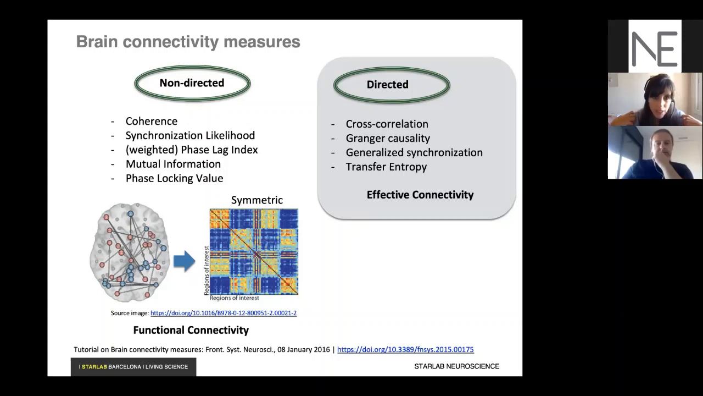Another difference that is a consequence of the directedness of the two different connectivity categories is that in the functional connectivity, we have a symmetric connectivity matrix, whereas for the effective connectivity, that would be asymmetric. Okay, so we have a lot of measures, so what do we do with them?